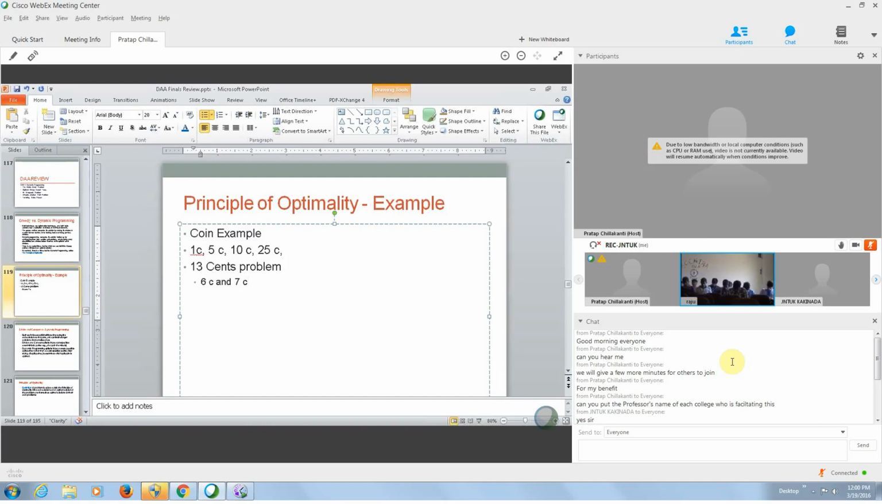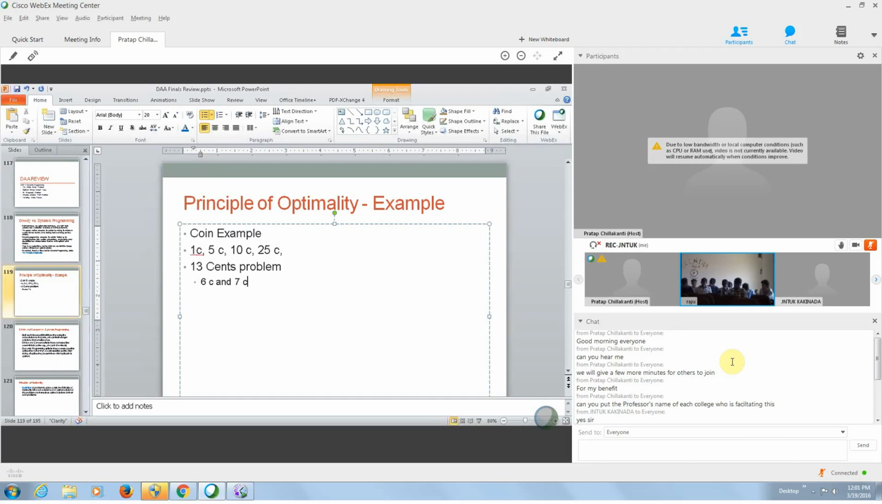That is one approach. Now 6 plus 7 makes 13, right? So the sub-problems are: determine how many coins for 6 cents, determine how many coins for 7 cents, add up, and you get the total number of coins. Now each coin basically means you should translate it to that many computations, right? The goal is to reduce the number of computations, remember that.